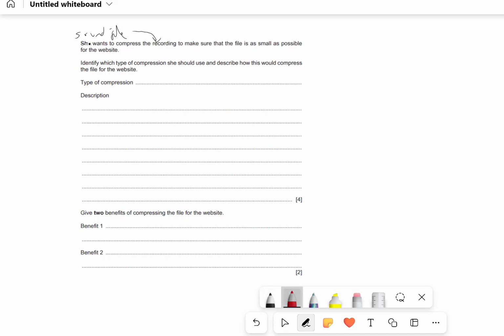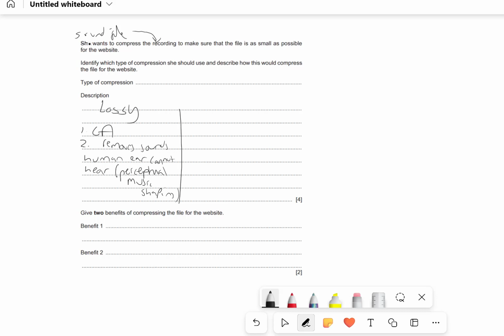Well, you've got your choice of lossy or lossless, but both could be used. So let's talk about both of them. Let's talk about lossy first. With lossy, a compression algorithm is used. We can then say it removes sounds the human ear can't hear, so like background noise. So we use perceptual music shaping.